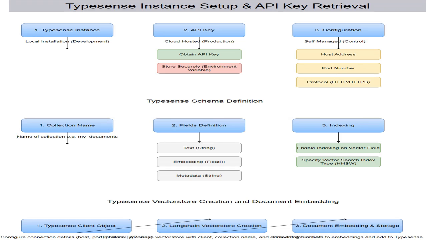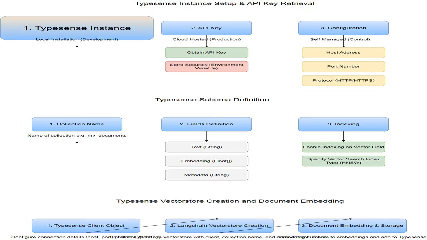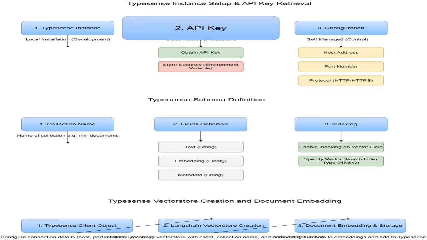Alright, let's break down how to get your Typesense instance up and running, and how to snag that all-important API key. So, the very first thing is getting your Typesense instance ready. Think of it as setting up your own little Typesense server. Securing an API key is vital for authentication and access control. This is what allows your LangChain application to talk to your Typesense instance.